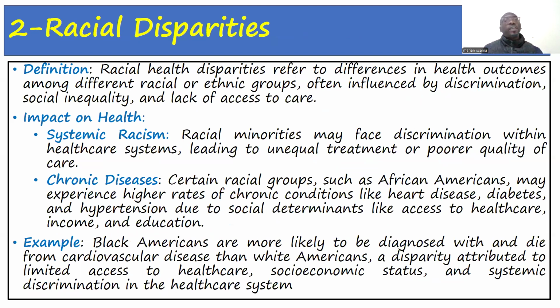Number 2, the difference can be based on your color, racial. Racial health disparity refers to differences in health outcomes among different racial or ethnic groups. Sometimes because I'm from this clan and I'm not from this clan, so I cannot get the privilege. Sometimes it is known as systemic racism. Like racial minorities may face discrimination within the healthcare system. There are some groups that are preferred, some tribes that don't have the numbers, they cannot get the services.